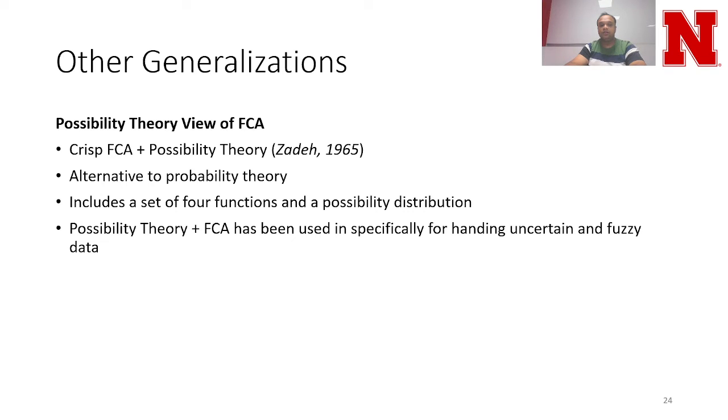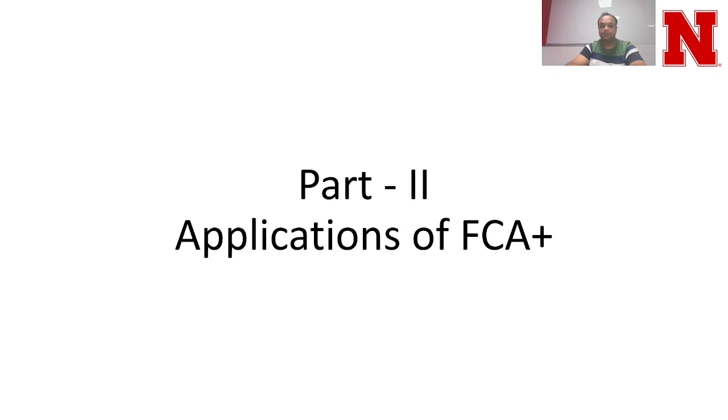The last one, but not the least, is the possibility theory view of FCA, wherein possibility theory, which is an alternative to probability theory, is integrated with FCA. In possibility theory, there are a set of functions and a possibility distribution, which now defines the FCA. And the authors say that we can use this possibility theory in certain areas like uncertain and fuzzy data.